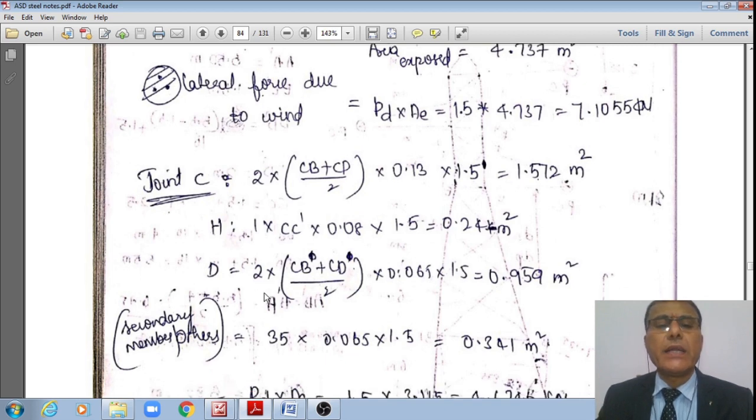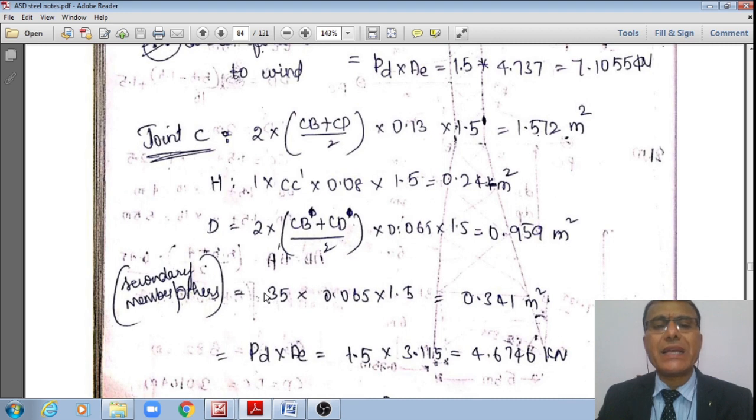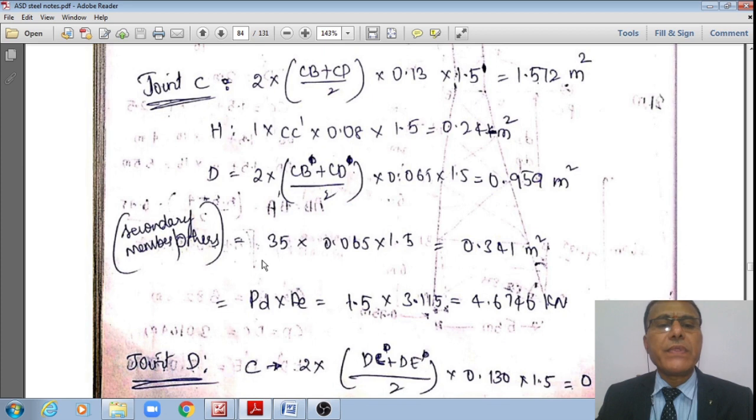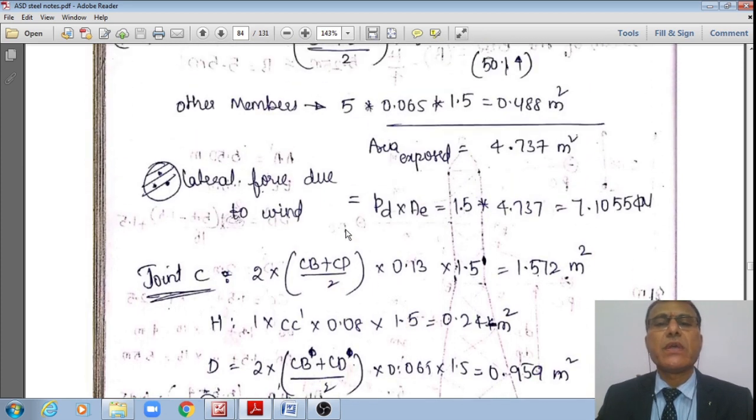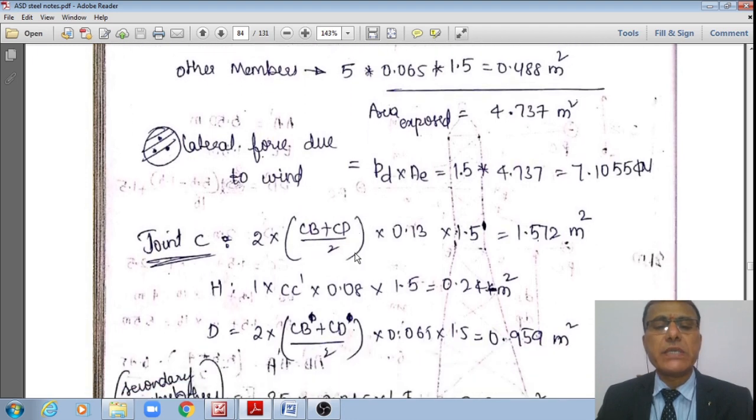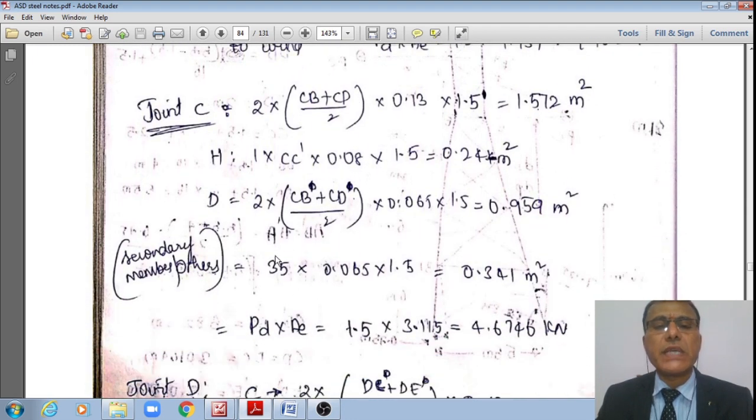1 meter square. And the diagonals, there I do have CB plus CD divided by 2. There are two such, each of 65 by 65 by 6, that multiplied by 1.5, it works out, say, 0.159, right. Even the secondary members are also there. In the previous case also there were secondary members which were measured as 5 meters. Here if I measure, they are working out to be, say, 3.5 meters. Therefore 3.5 multiplied by 0.065 multiplied by 1.5 is equal to 0.341 meter square.